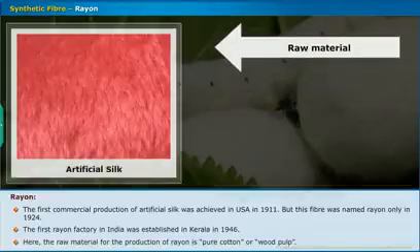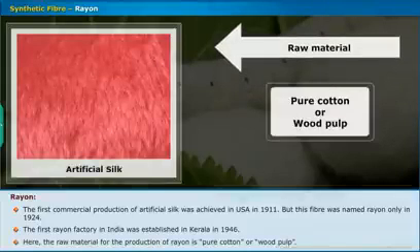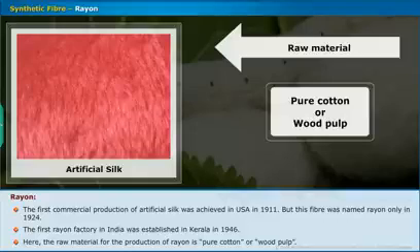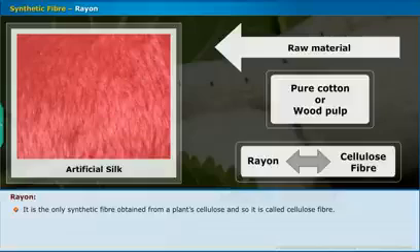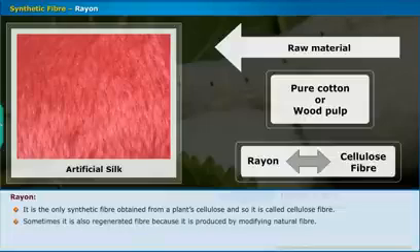Here, the raw material for the production of rayon is pure cotton or wood pulp. It is the only synthetic fiber obtained from a plant's cellulose and so it is called cellulose fiber. Sometimes it is also called regenerated fiber because it is produced by modifying natural fiber.